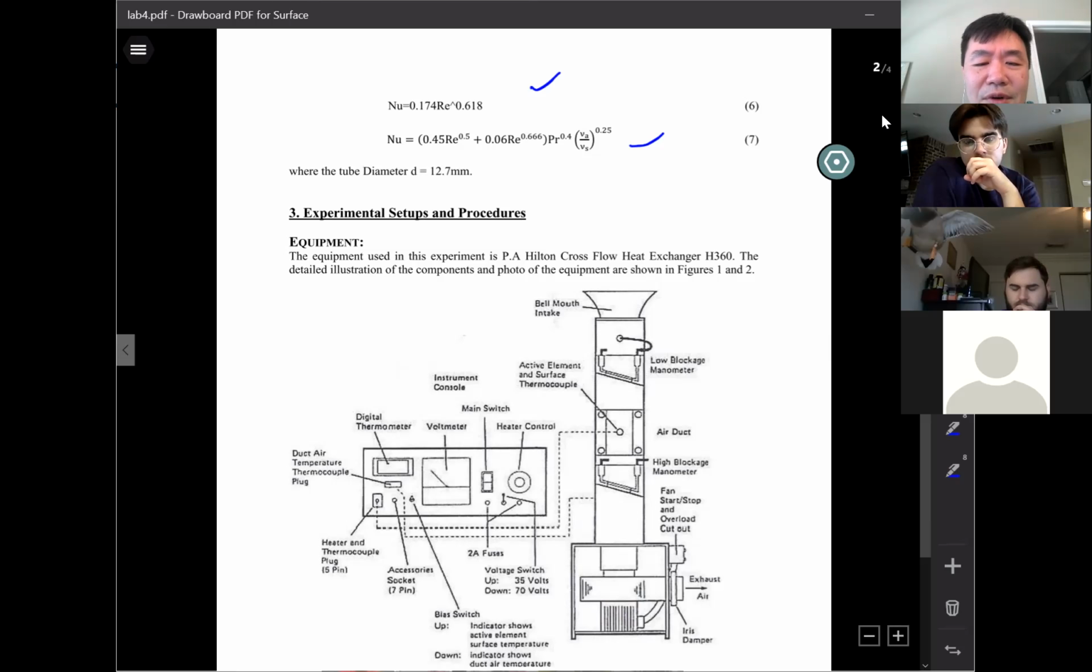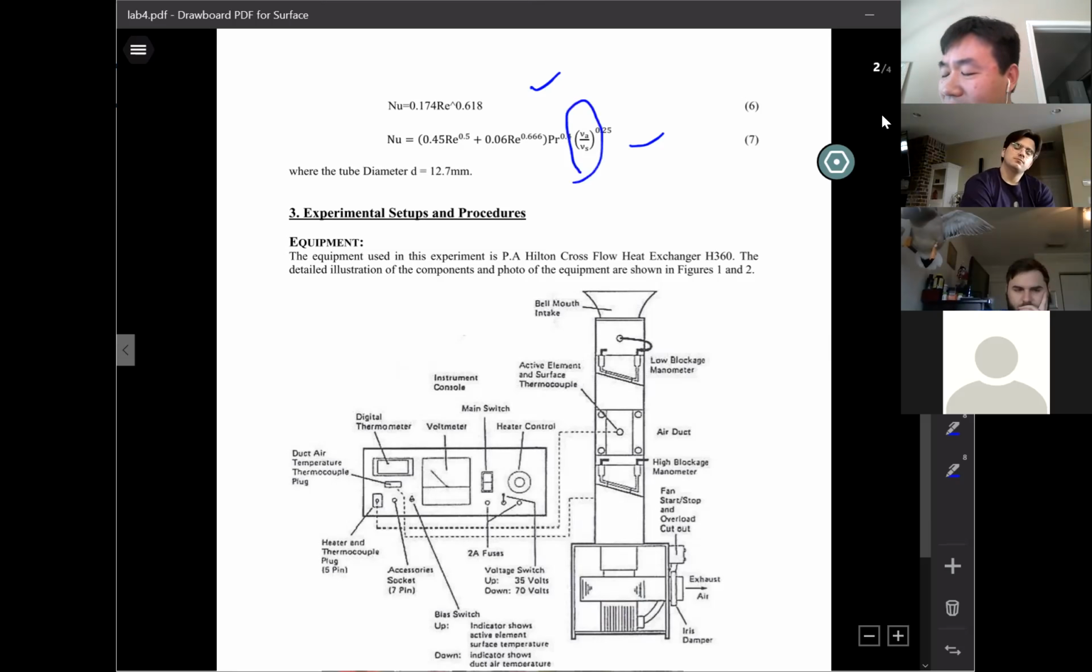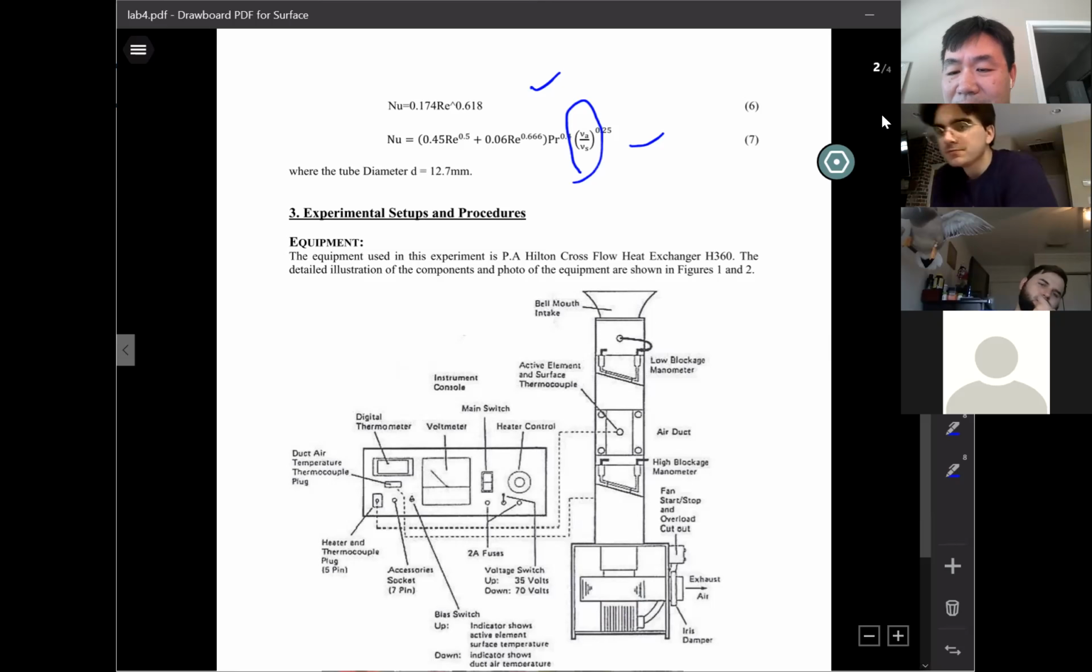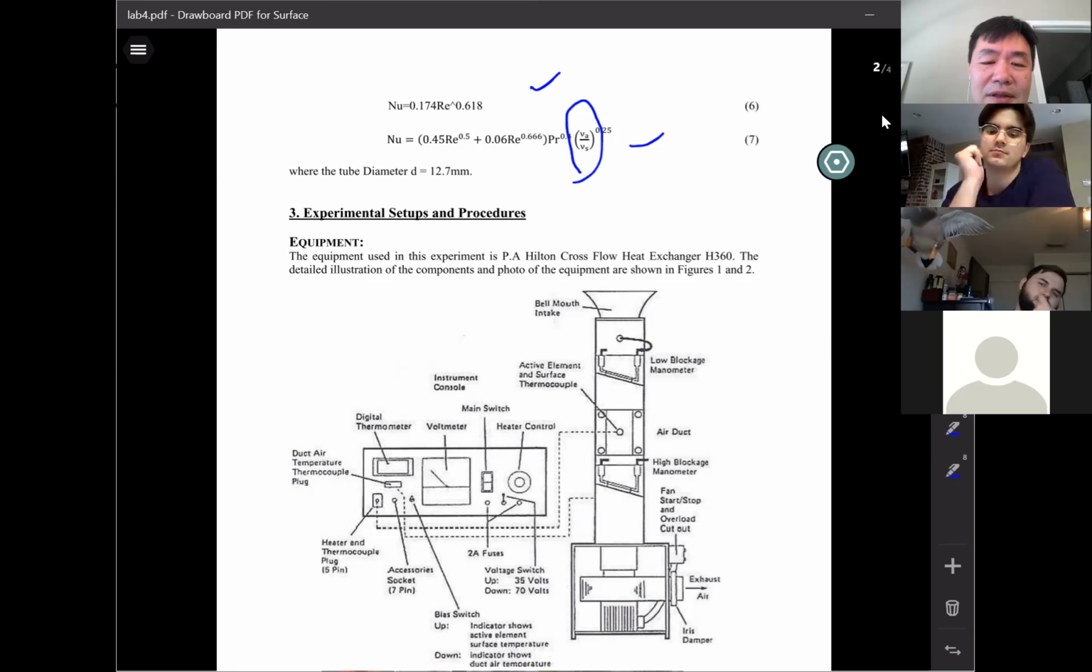The second equation, you have Reynolds number. You also have a Prandtl number, and the viscosity of the air over the viscosity at the surface temperature. Both viscosities are for the air, right? But viscosity changes with temperature significantly. At the ambient temperature, air has a certain viscosity. At the surface temperature, you have a different viscosity for the air. So it needs the ratio to be included in this equation.